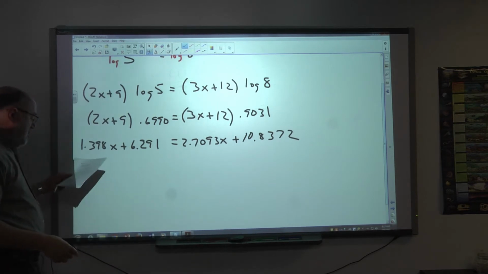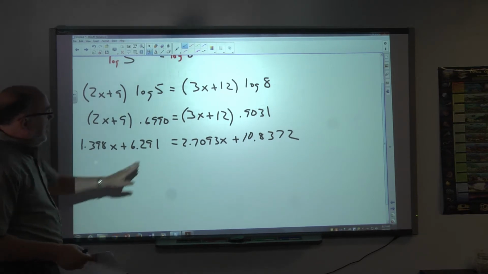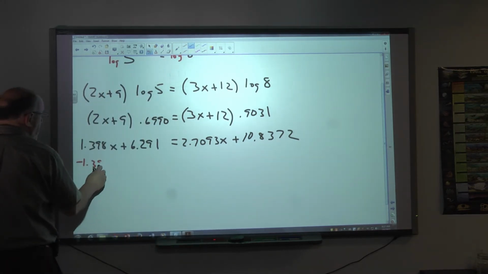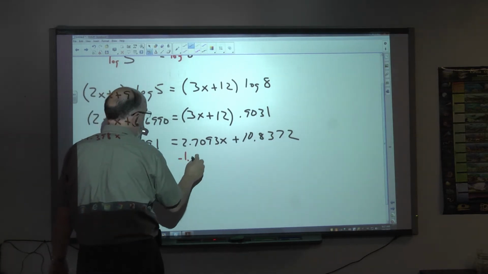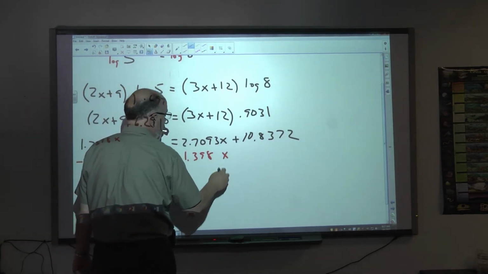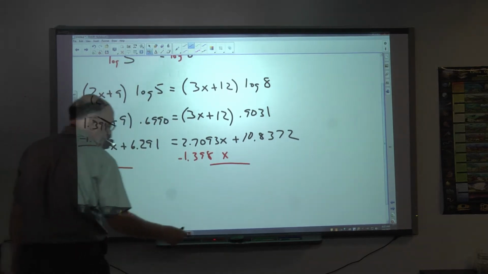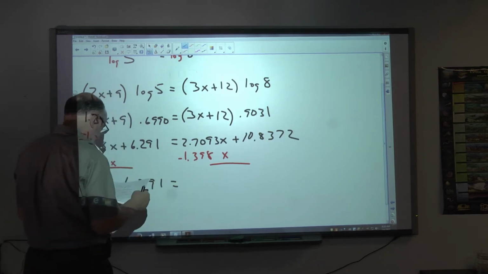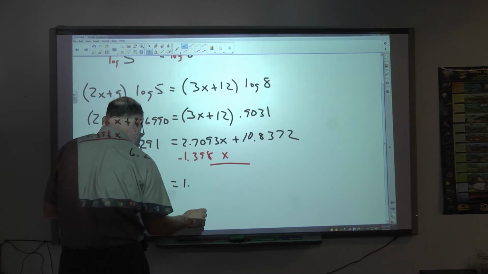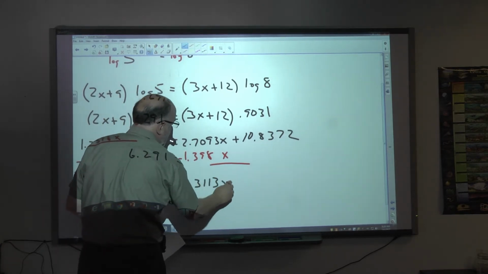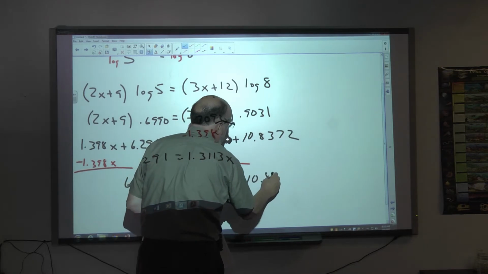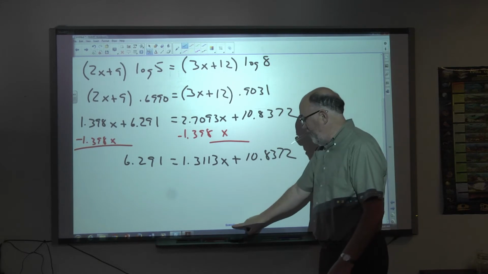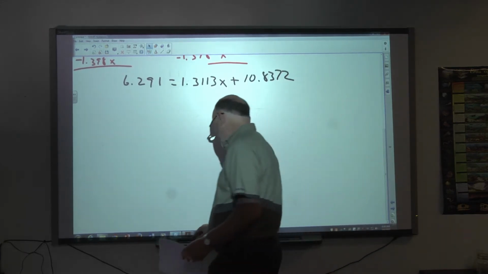So now we want to get the x's on one side, and so we'll take this one and bring this over here. So we'll subtract 1.398x from both sides. And so we'll have 6.9291 is going to equal 1.3113x plus 8372. Right?